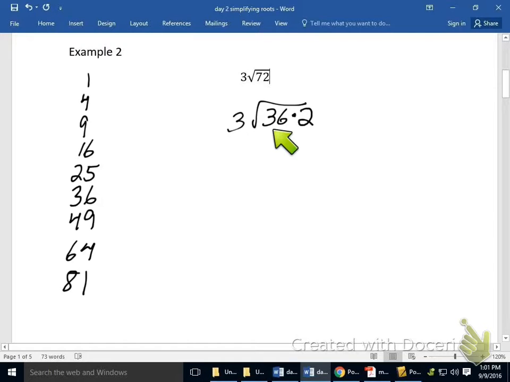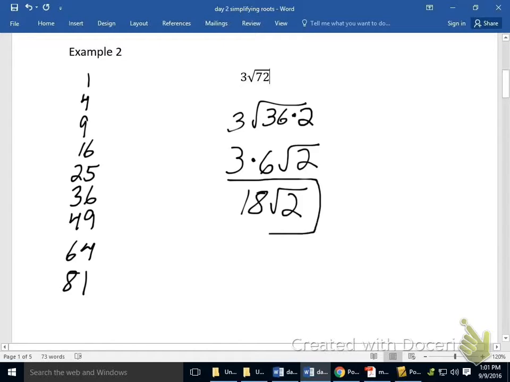Now, square rooting the 36, that's going to be a 6. Now, what that's going to do is when it moves outside, it will multiply the 3, because remember how I was saying this is 3 times the square root. So it's going to read as 3 times 6 times the square root of 2. I can't do anything about that. 3 times 6 on the outside is 18. So 18 times the square root of 2 is my answer.